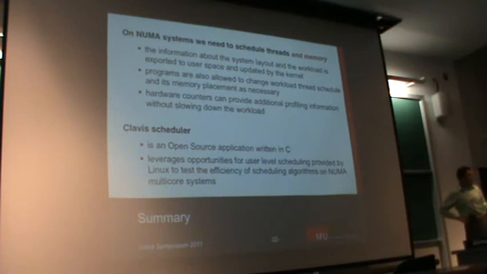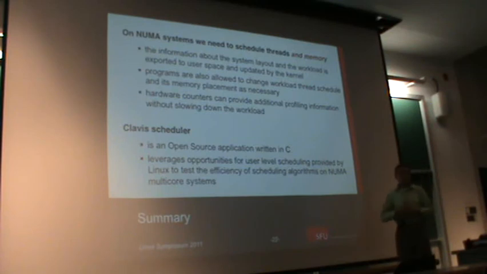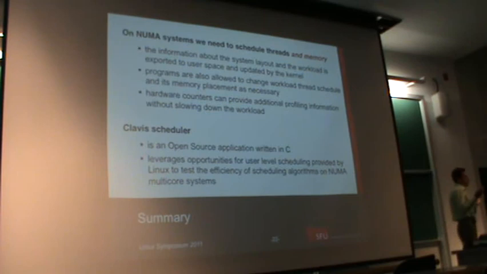In conclusion, in NUMA systems, we need to schedule threads and memory. The information about the system layout and the workloads is exported to user space. Most of the information that you need is available there. The rest of the information is available through hardware counters, for example. You can use the tools to trace the kernel as well if you want additional information. But I find that for me, the data that Linux provides on user level and the opportunities it provides on user level are sufficient. If not, I just use hardware counters for that.